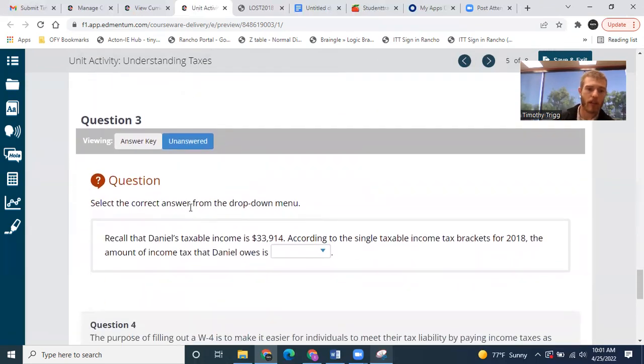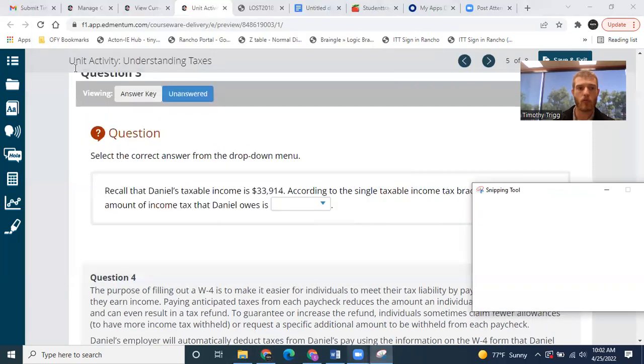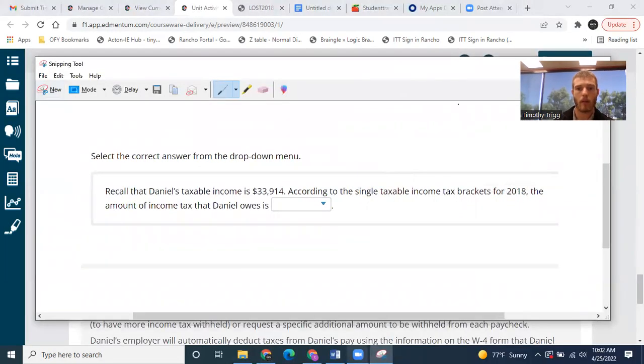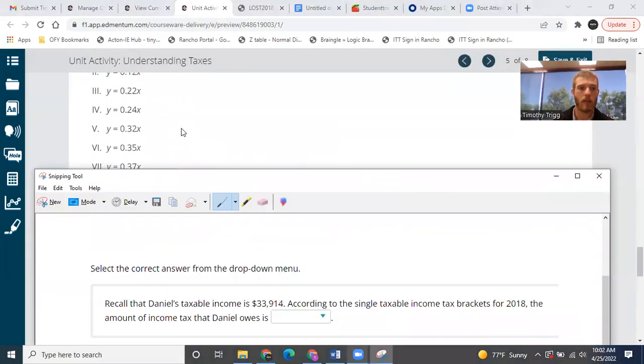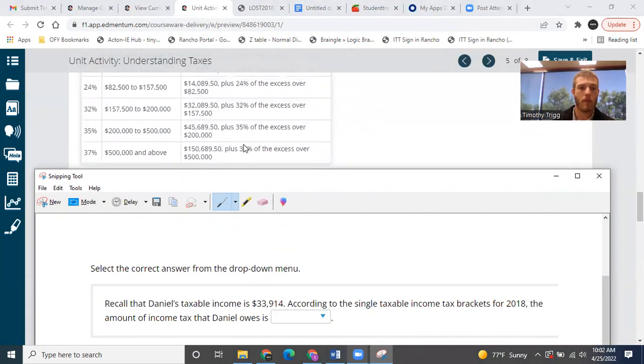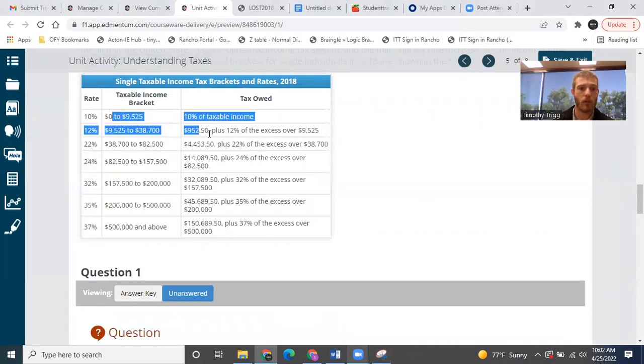Okay. Select the correct answer from the drop-down menu. So recall Daniel's taxable income, $33,914. According to the single taxable income tax bracket for 2018, the amount of income tax that Daniel owes is, so here's where we're going to basically use those equations we saw up here, the 10% and the 12%. So let's go back up to this table here. We're actually only going to need these 2 lines of the table.